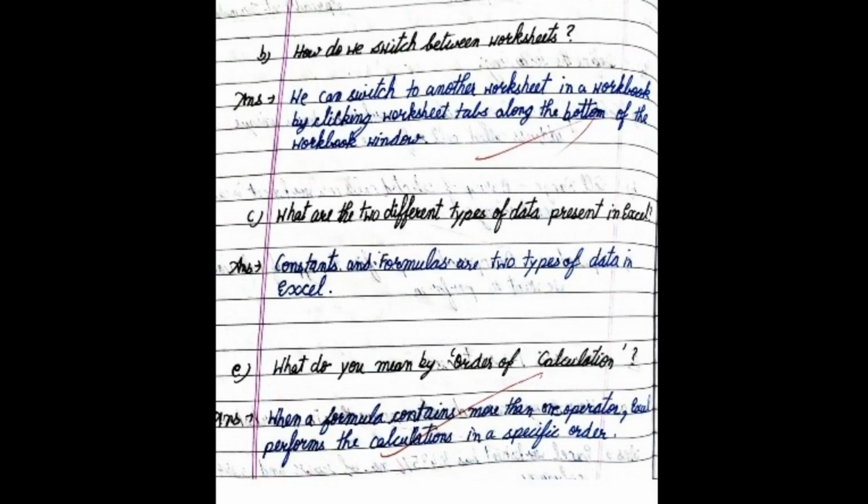Next question number C is what are the two different types of data present in Excel? Its answer is constants and formulas are two types of data in Excel.